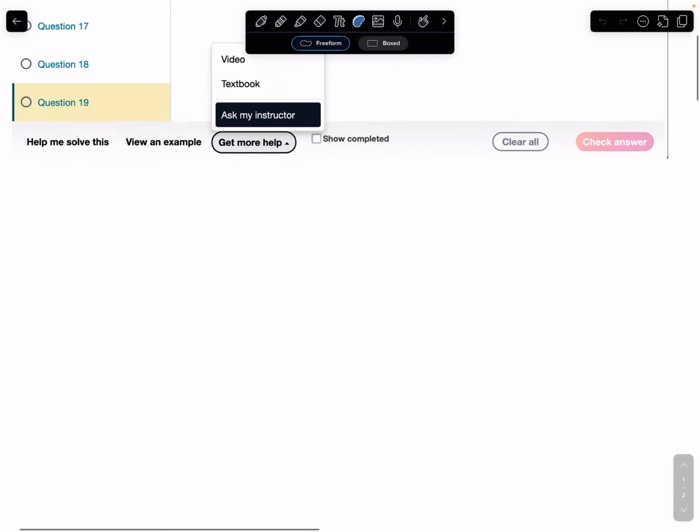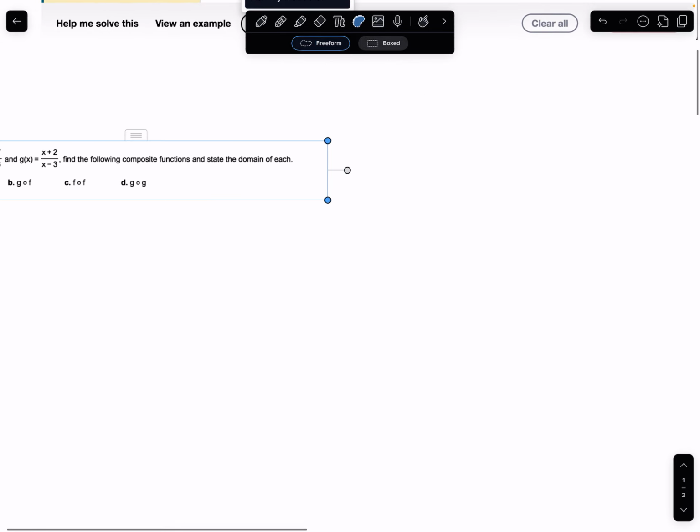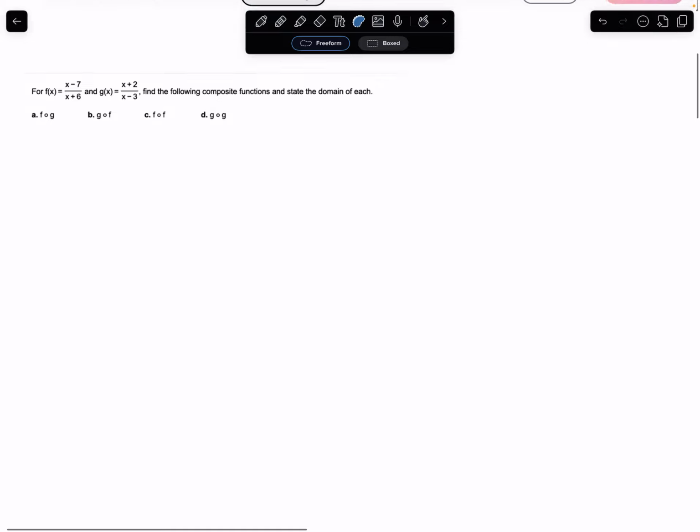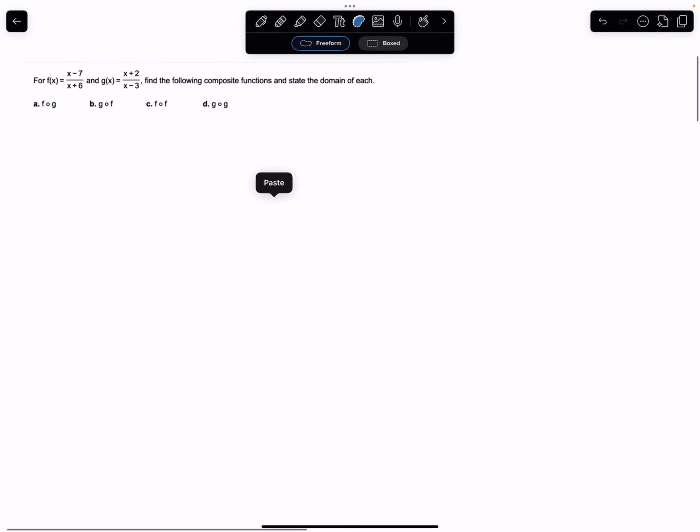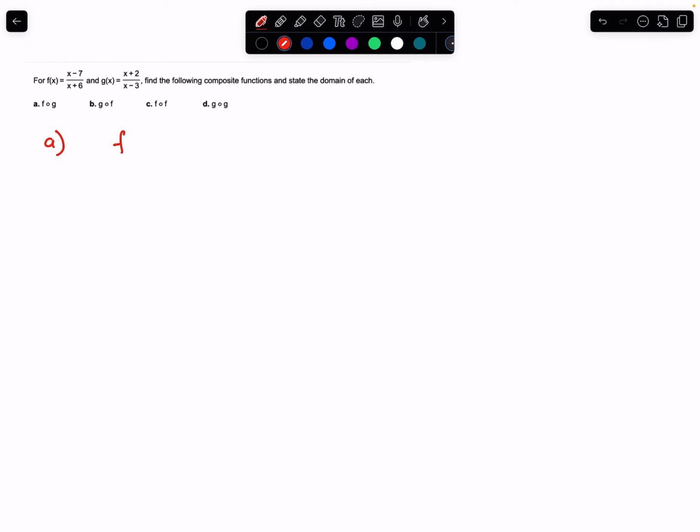Okay, so let's get started with the question. I'm just going to paste the actual question here. So you're just doing f of g, g of f, f of f, g of g, just different composite functions, right? Start with the first one, f of g.